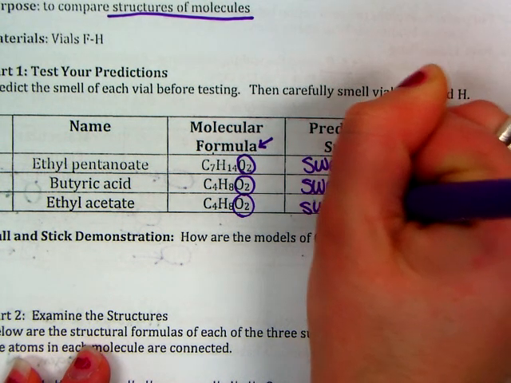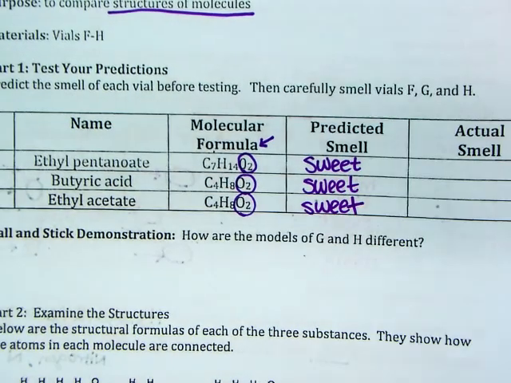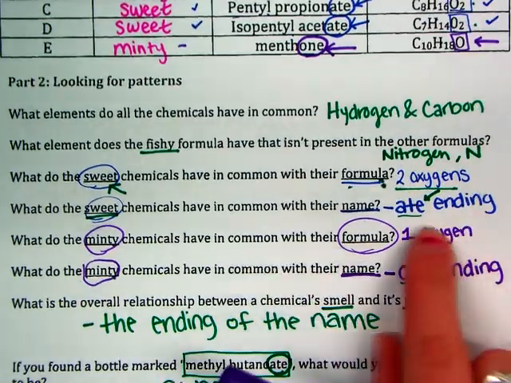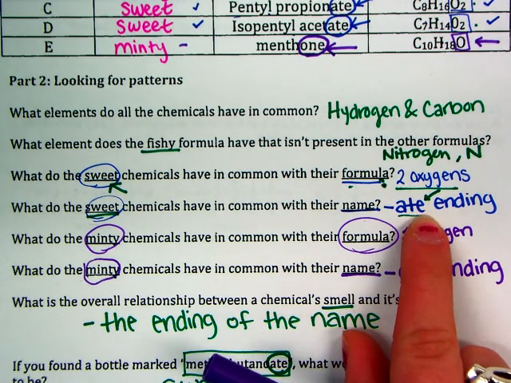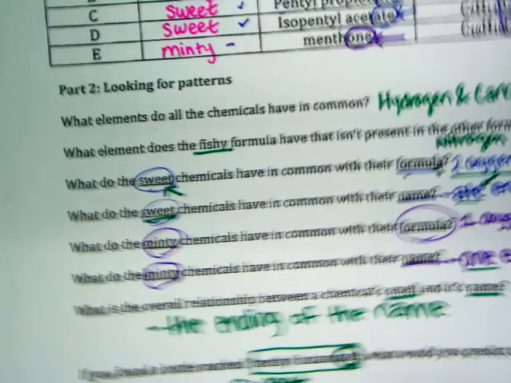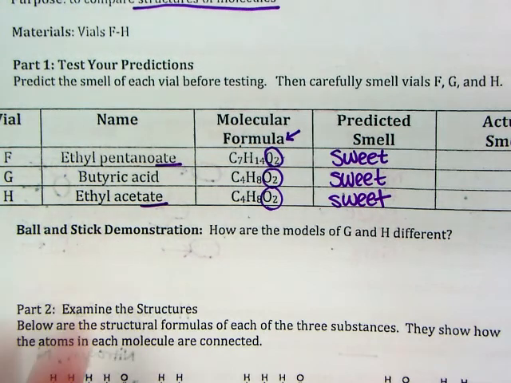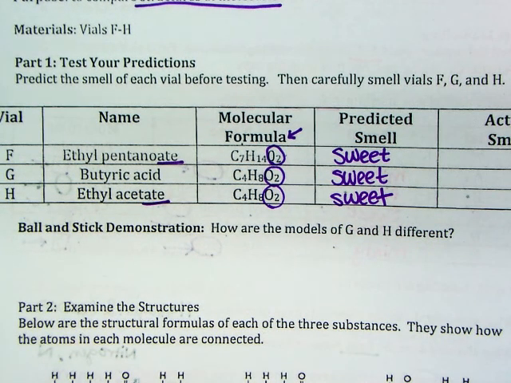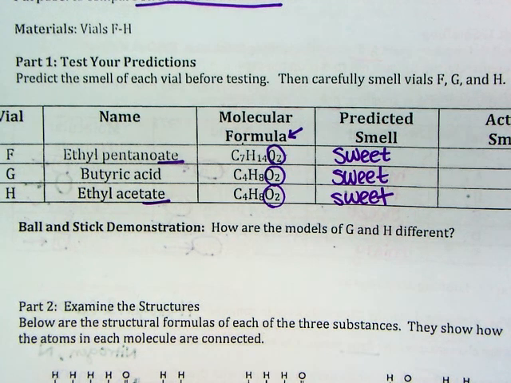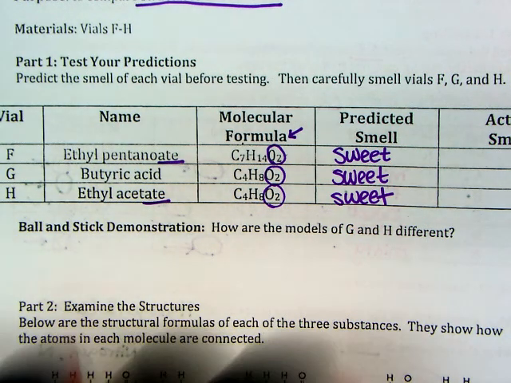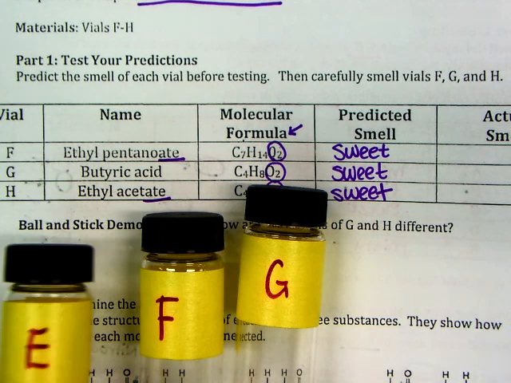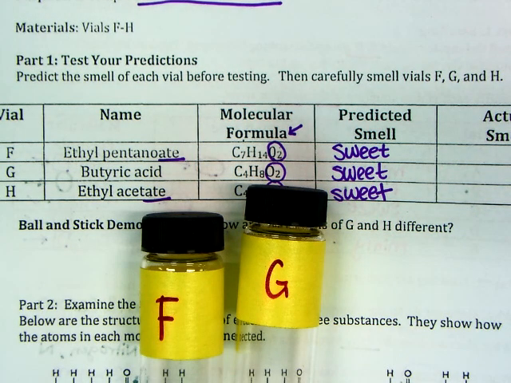Also looking at the name to help us determine if we think our predictions will be correct. Sweet smelling chemicals end in 8. They have an 8 ending in the name. Vial F and vial H both have an 8 ending in their name, but G does not, though it has 2 oxygens. So I'm still going to predict that it's going to have a sweet smell, but we'll see. So what we'll do is the same as before for F, G, and H, my apologies.